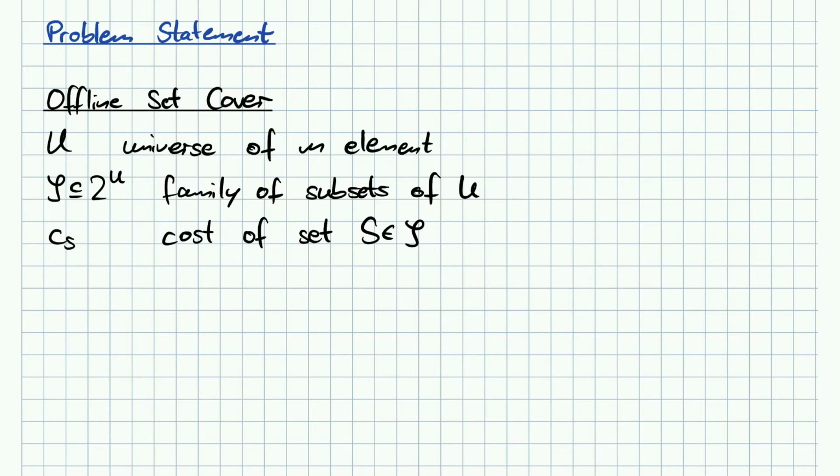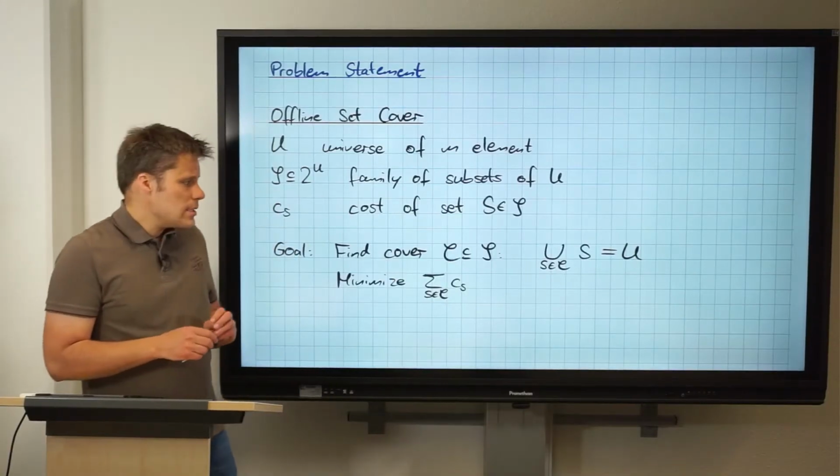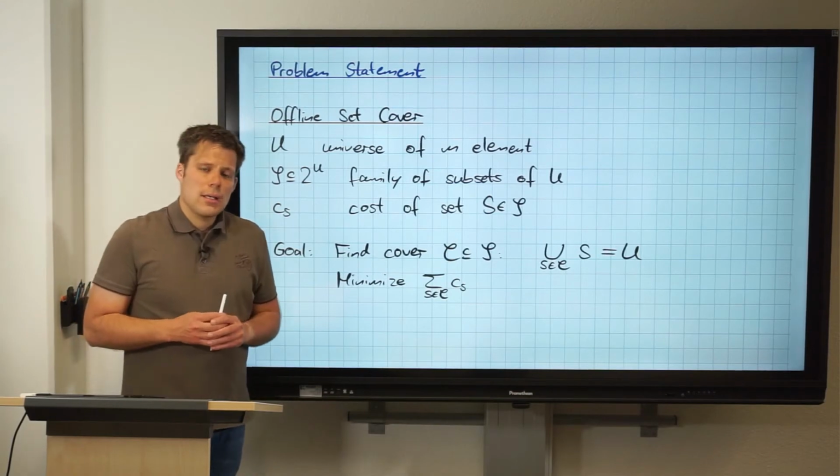And our goal is to find a cover, which is a subset of this family of subsets. And what do we need? We need that the union of all the sets that we have in the cover is our entire universe, and we want to minimize the sum of the costs in the cover. So far, so clear.